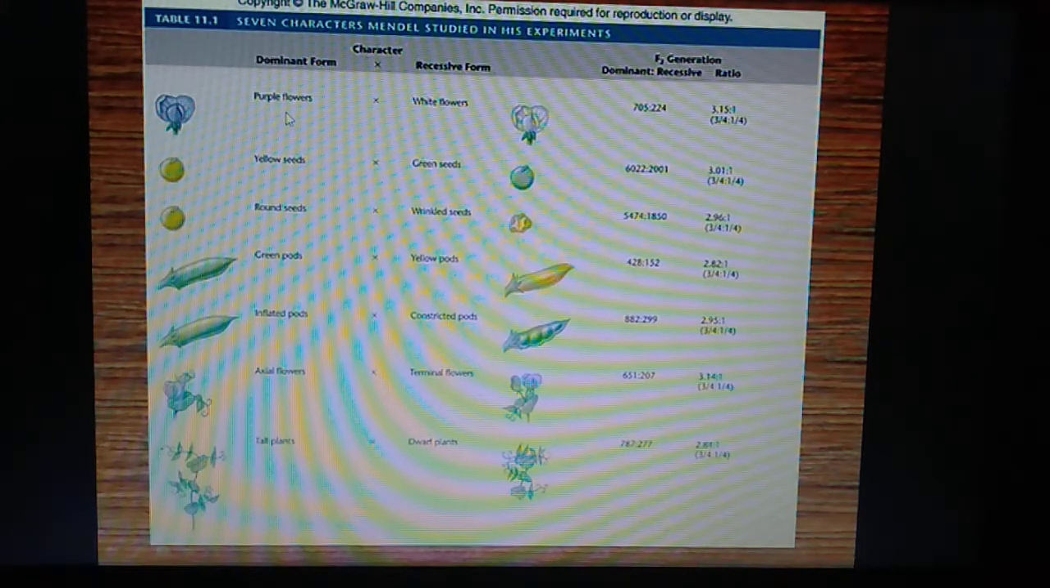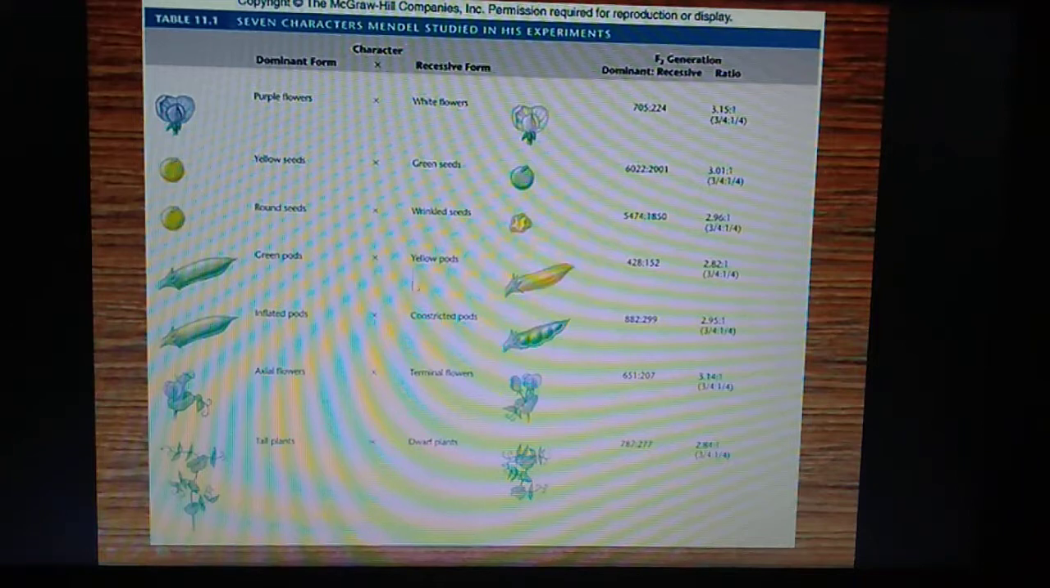The dominant characters are purple colored flower, yellow seeds, round seeds, green pod, inflated pod, axial flowers, as well as the tall plant. The recessive characters are white flowers, green seeds, wrinkled seeds, yellow pod, constricted pod, terminal flowers, and dwarf plant.